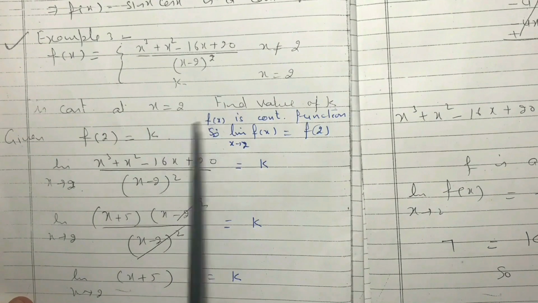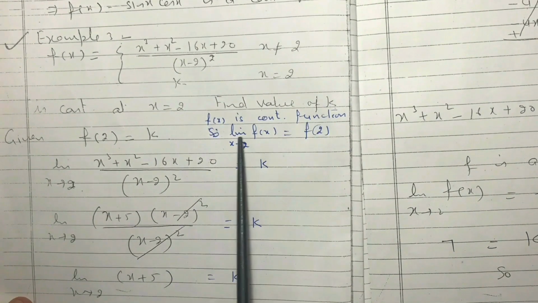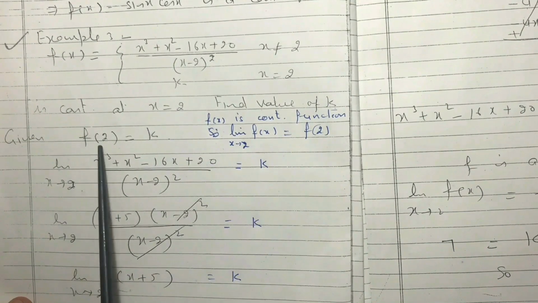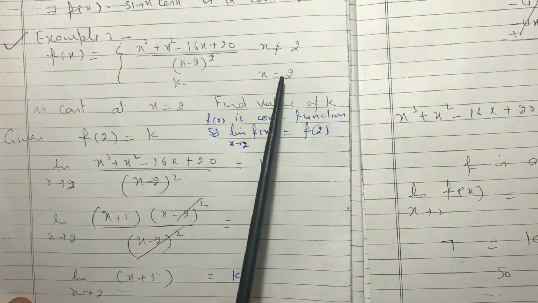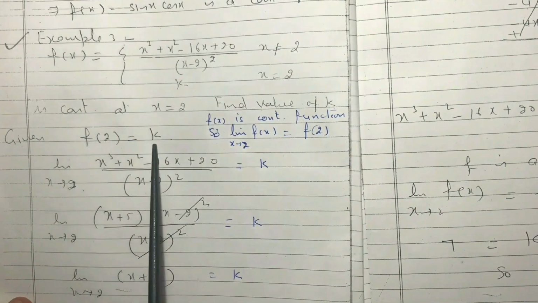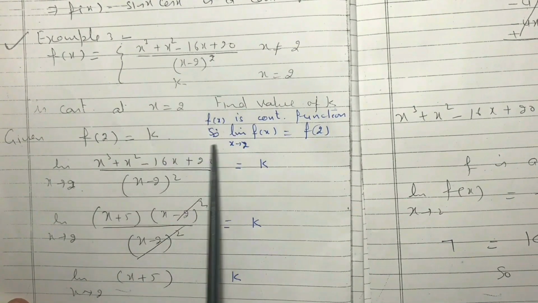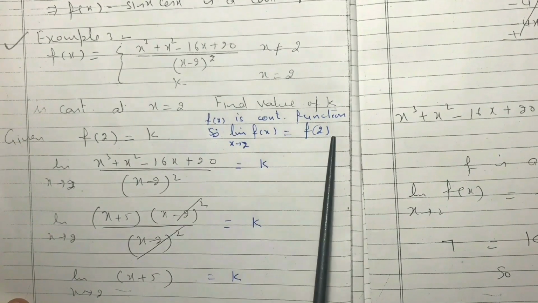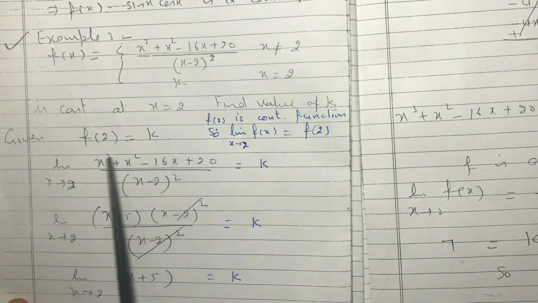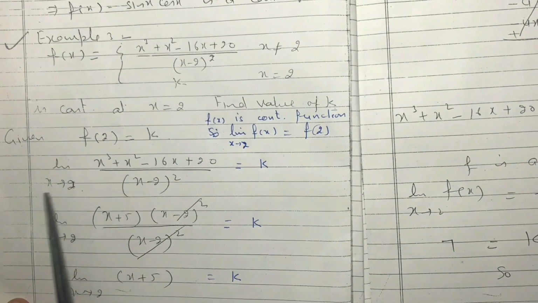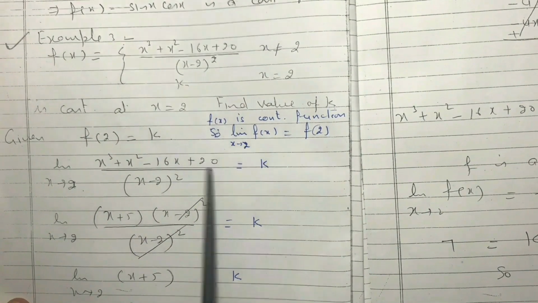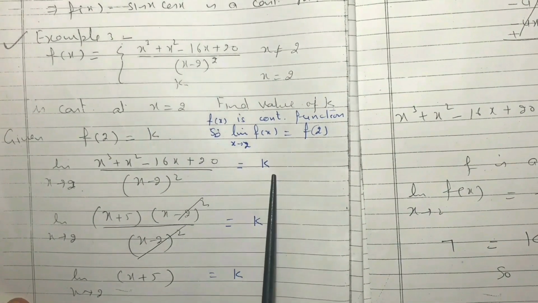Now f(x) is a continuous function. So the limit of f(x) as x tends to 2 is equal to f(2). Now here f(2) is k. If I substitute this value 2 here, f(2) is equal to k. This is given. So here instead of f(x), I am going to write this function. So the limit as x tends to 2 of (x cube plus x square minus 16x plus 20) upon (x minus 2) whole square is equal to k.